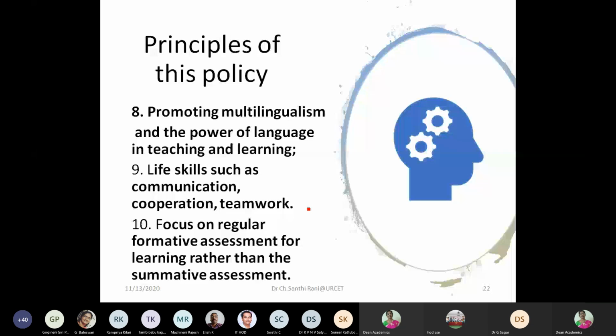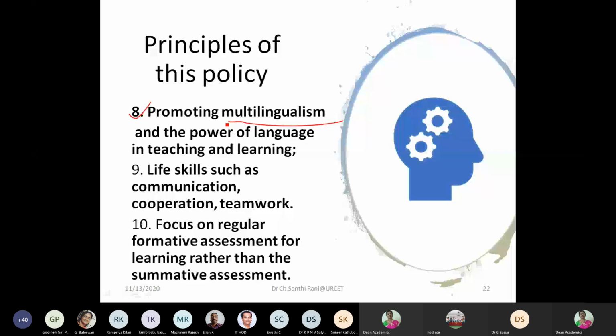And another most important principle of this NEP is multilingualism. Till now, all our curriculum is framed only in one language, English, in higher education especially. And in school education, I mean Telugu in Andhra Pradesh, Telugu medium and English medium, and Hindi medium and English medium, like that, very few languages. Now, the main principle of this NEP is promoting multilingualism.